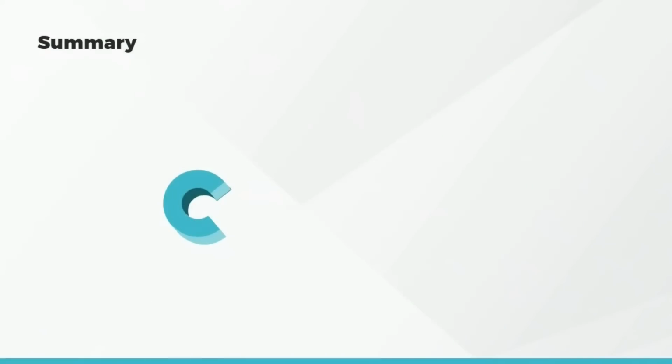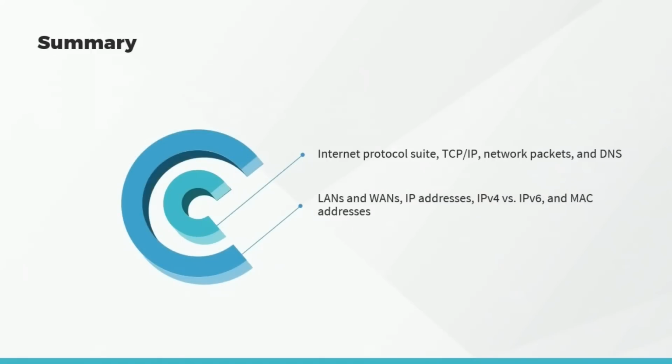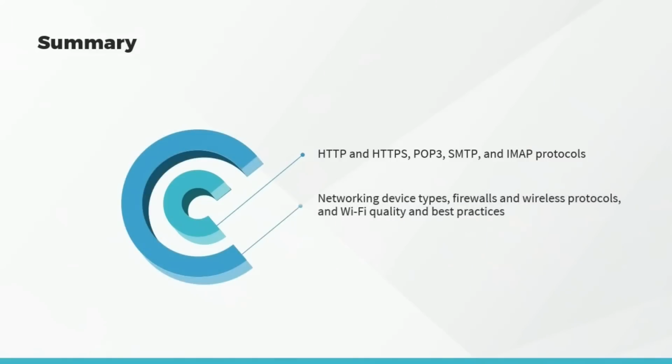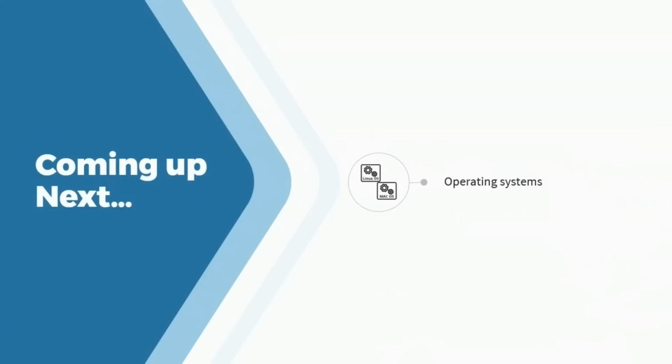So in this course, we've examined basic concepts surrounding computer networking and wireless technologies. We did this by exploring the Internet Protocol Suite, TCP/IP, network packets and DNS, LANs and WANs, IP addresses, IP version 4 versus IP version 6 and MAC addresses, HTTP and HTTPS, POP3, SMTP and IMAP protocols, networking device types, firewalls and wireless protocols, and Wi-Fi quality and best practices. In our next course, we'll move on to explore basic concepts surrounding computer operating systems.